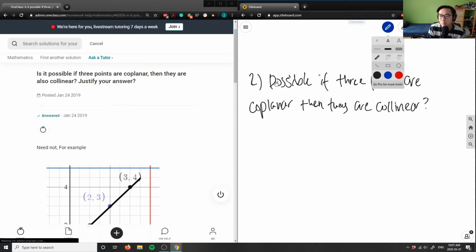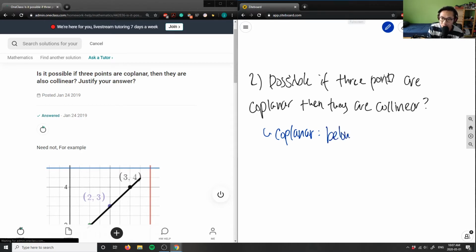So when we look at this problem here, we have to define two things. We're defining the term coplanar, and we have to define the term collinear, right? So the term coplanar basically means that they belong to the same plane, or the set of points belong to the same plane. And then finally, collinear.